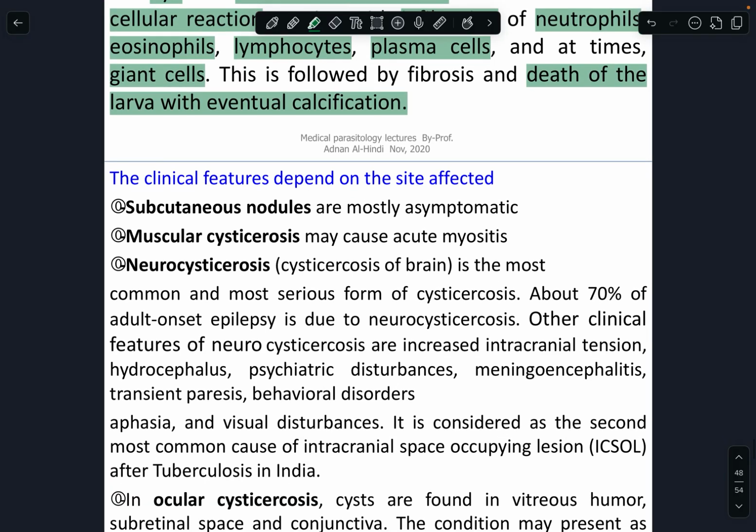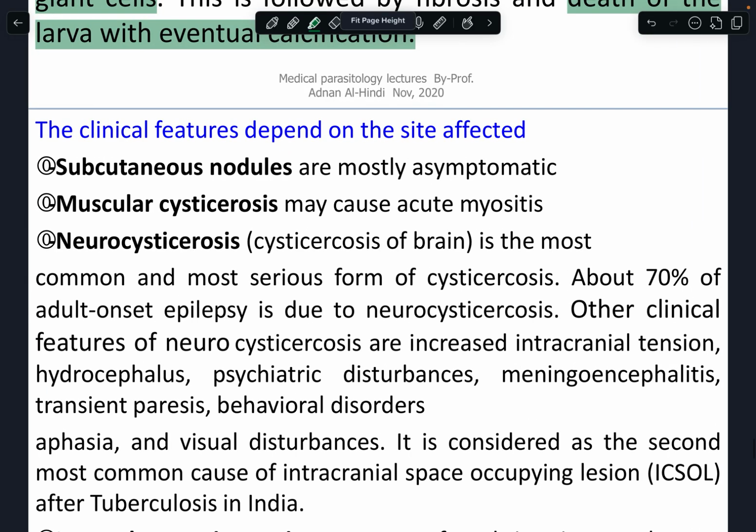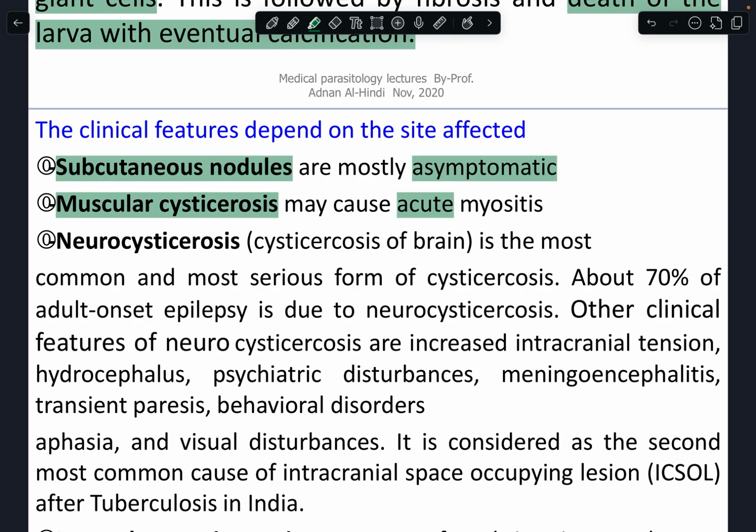The clinical features depend on the site affected. Subcutaneous nodules are mostly asymptomatic. Muscular cysticercosis may cause myositis.